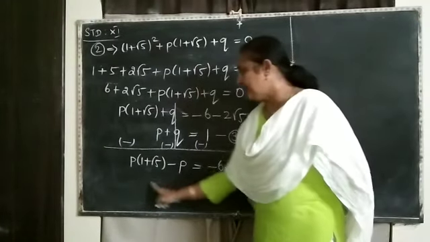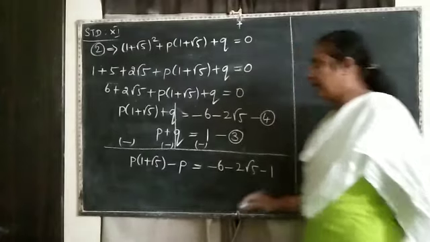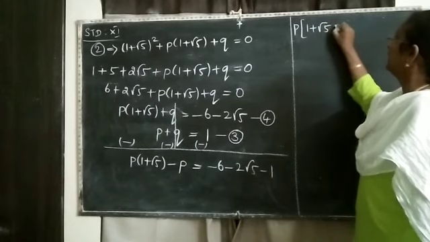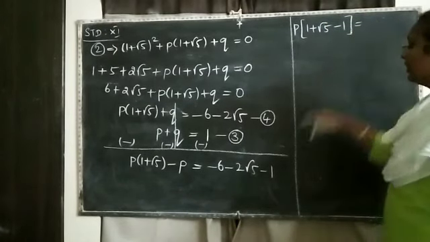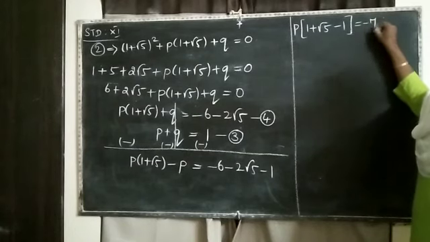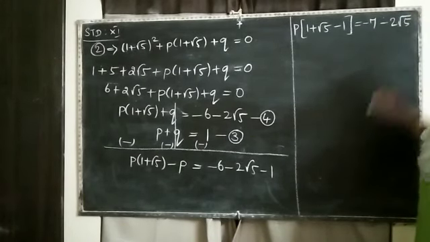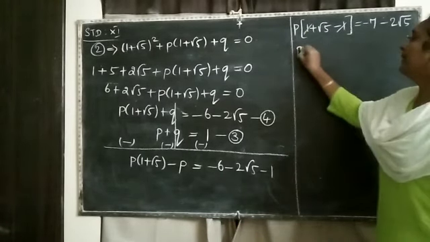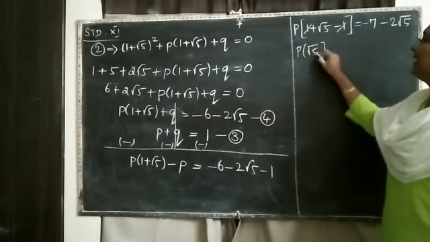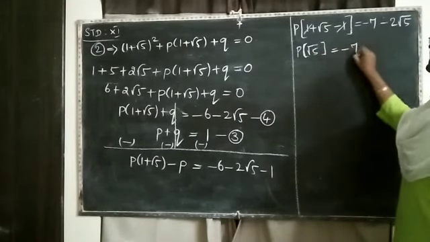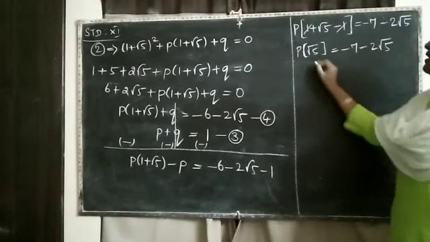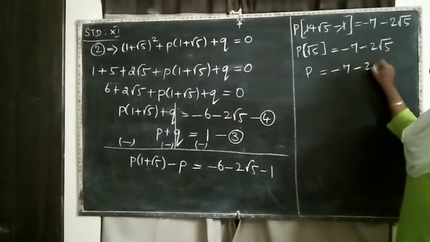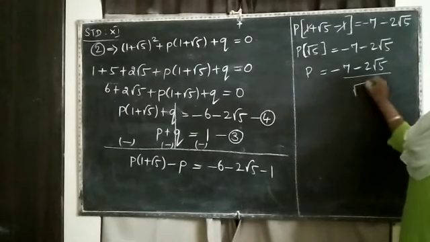Now I am going to club this. Since p is common in both the terms, I am going to club it. So p into 1 plus root 5 minus 1 equals minus 6 minus 1, which is minus 7, minus 2 root 5. Look into this, plus 1 and minus 1 get cancelled. So I will get p into root 5 equal to minus 7 minus 2 root 5. Now I want the value of p alone. So p is equal to minus 7 minus 2 root 5 divided by root 5.